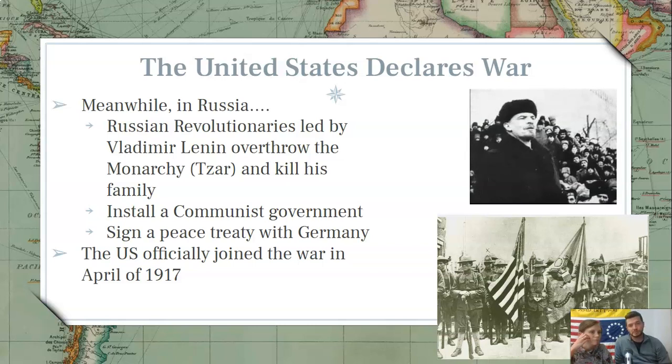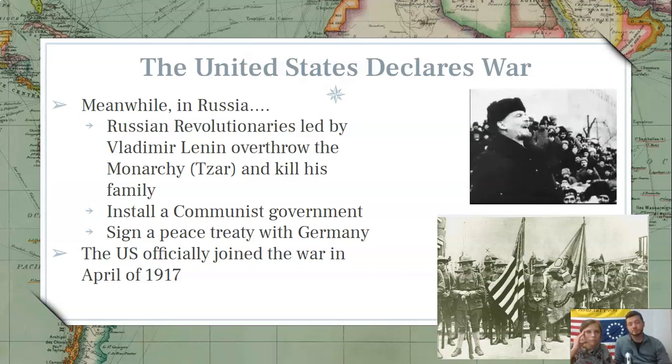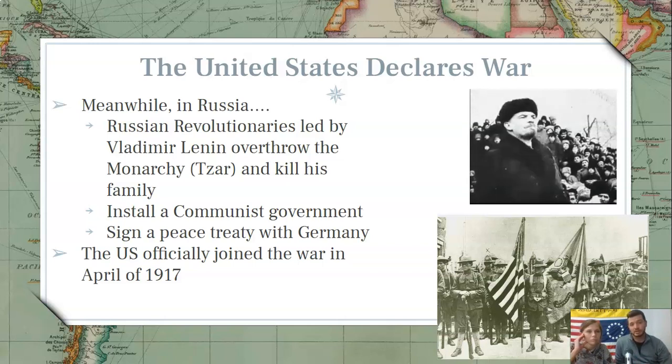So basically, after Russia pulls out, now it was just Great Britain and France alone against Germany and the Austro-Hungarian Empire, and that really wasn't going to go well, because it wasn't a divided front anymore, and they can just focus on beating Great Britain and France.